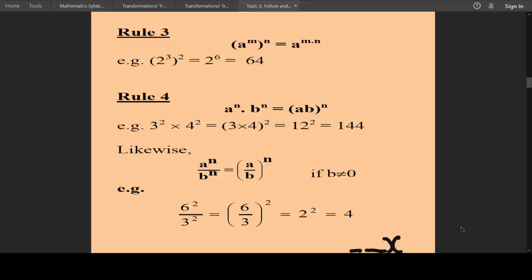Then the same here, another example, 6 to the power 2 divided by 3 to the power 2. We put 6 and 3 into one bracket, then you raise to the power 2. In the end, you first divide, 6 divided by 3, you get 2. So it will be 2 to the power 2, which equals 4.